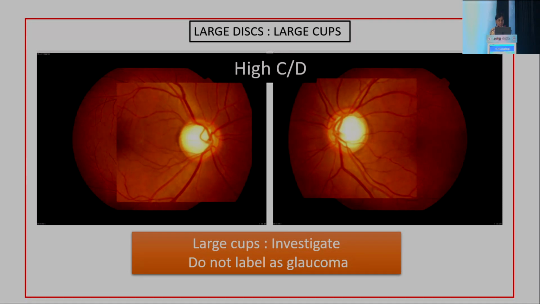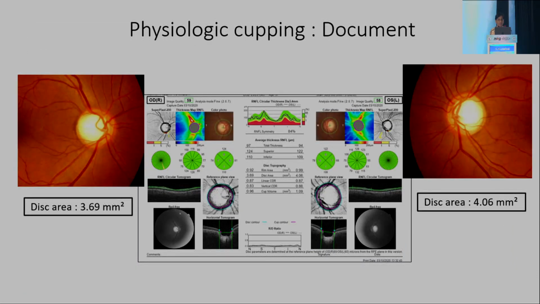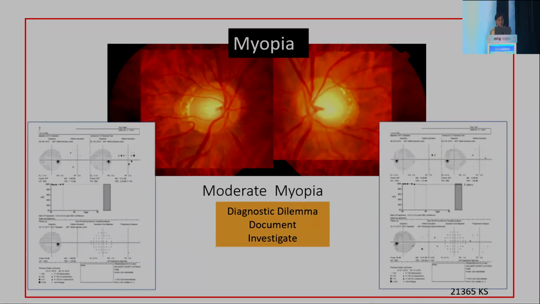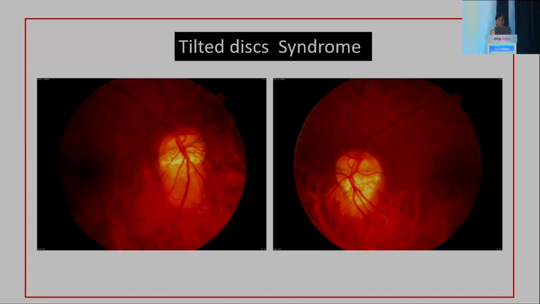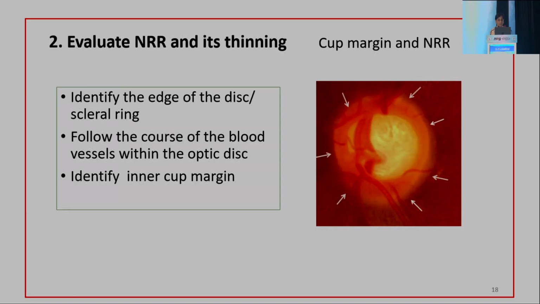They have large cups, so you need to investigate and not label them as glaucoma. Physiologic cupping, you need to document and see if it is progressing. Myopia, obviously, is a diagnostic dilemma, and you need to document and investigate. A tilted disc in myopia, always investigate. Tilted disc syndrome is where there is a bilateral inferiorly tilted disc, which is seen here. So this is a different type, and this is not glaucoma.